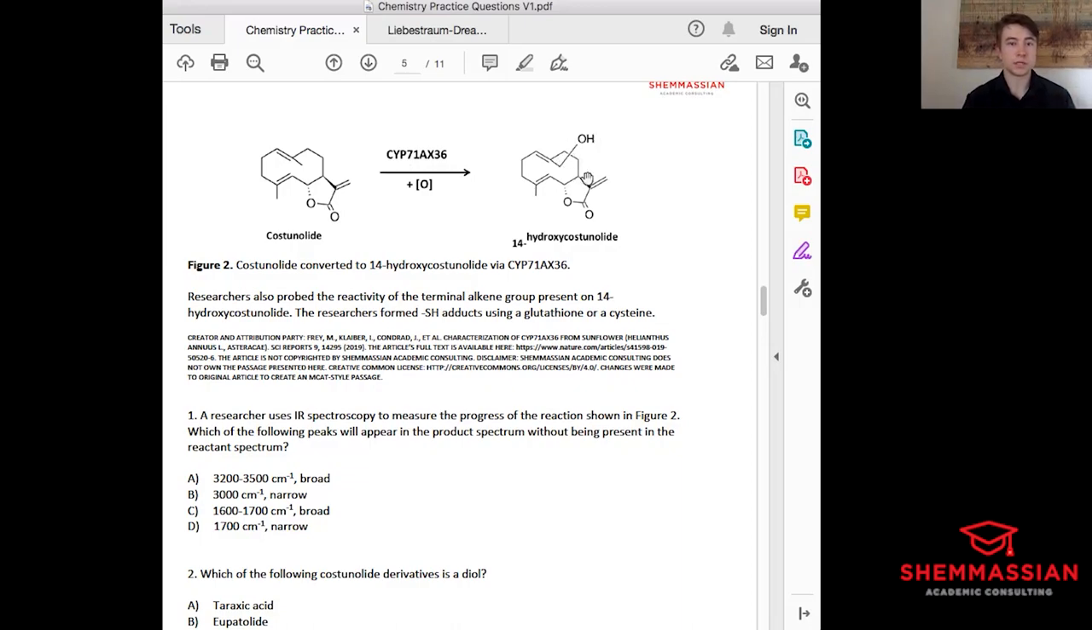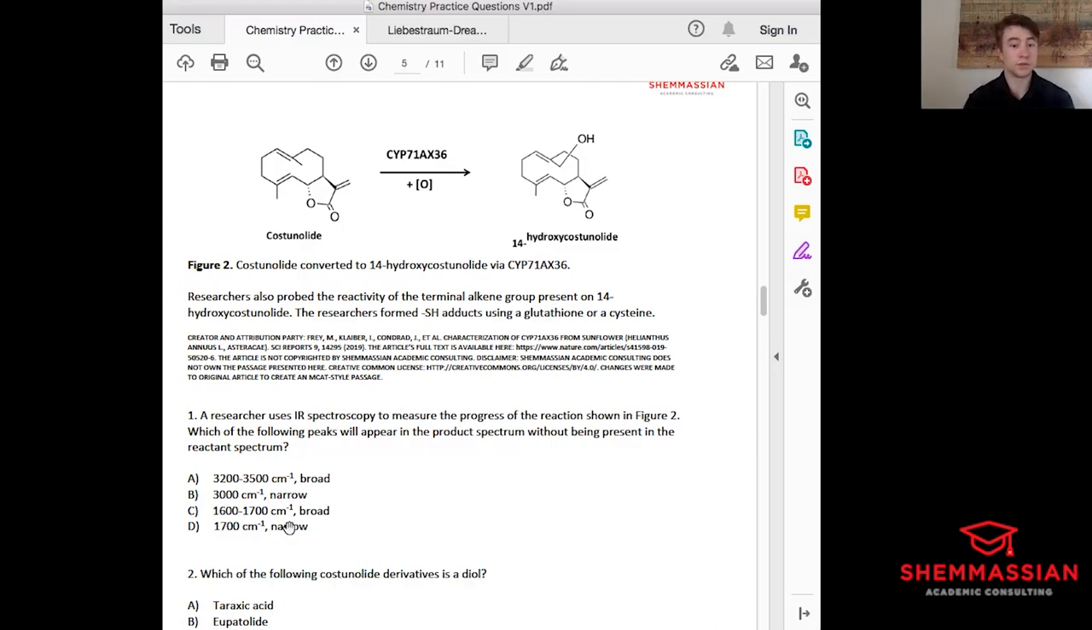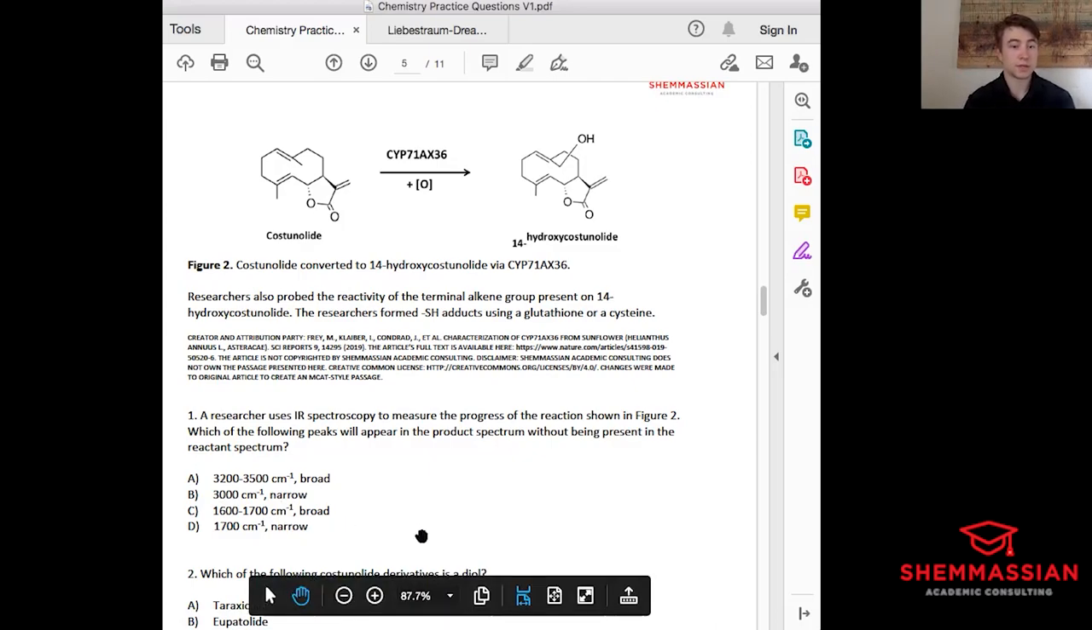So my answer prediction is it's going to be a wavelength in the 3300 cm to the negative one region, because that is where an OH stretch is going to be. So that's my prediction. Now I'm going to look at my answer choices. So A fits perfectly there. Answer choices B, C, and D do not. They're outside of that range, or they don't include 3300 cm to the negative one.